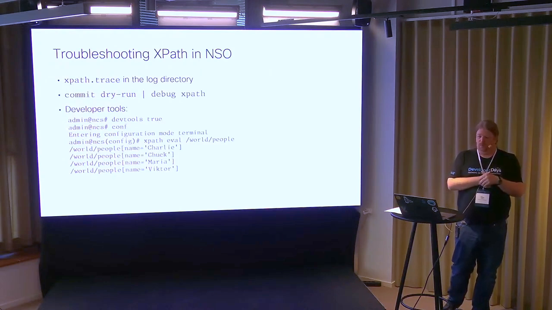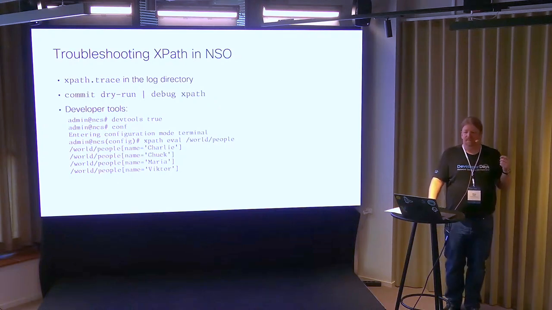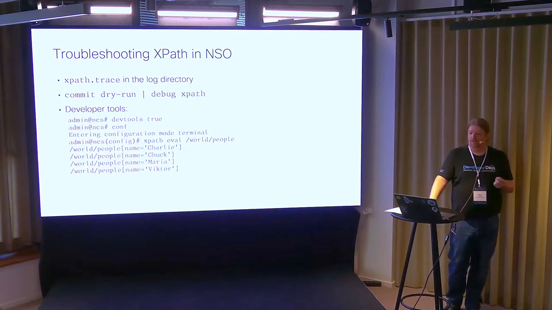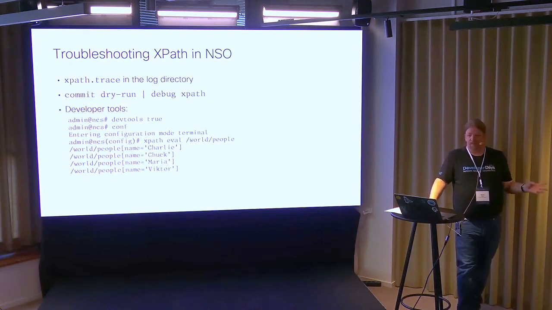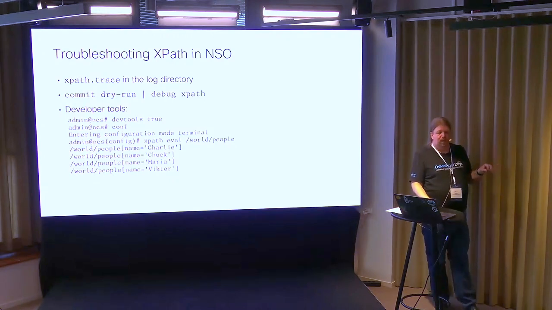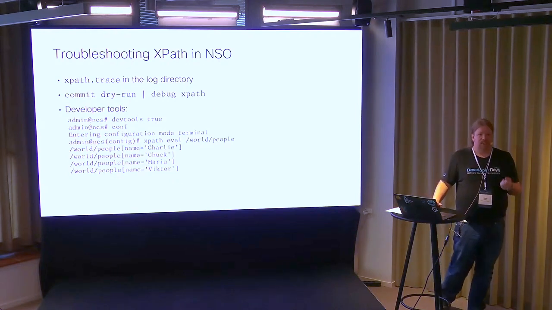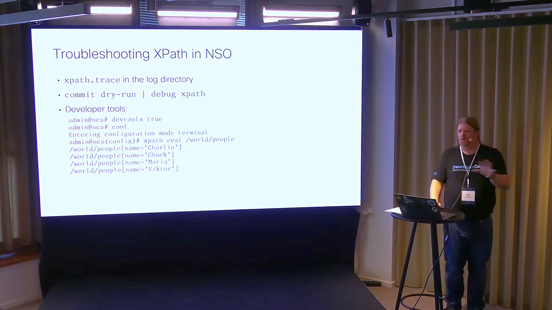And you can troubleshoot XPath in NSO using the XPath trace. You can turn it on globally. Or you can use pipe debug XPath when you call a function or commit to get a fairly detailed evaluation. And in DevTools, and we'll get back to that in the demo, you can turn on devtools true and get access to the XPath command in NSO. It lets you evaluate XPath expressions live. So that's sort of where we're going.